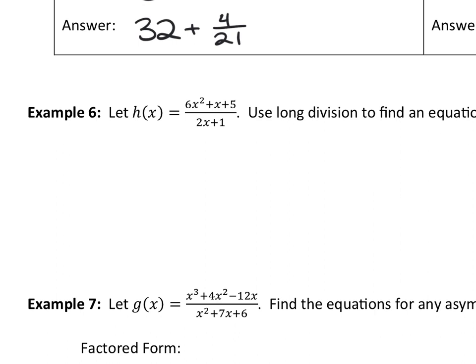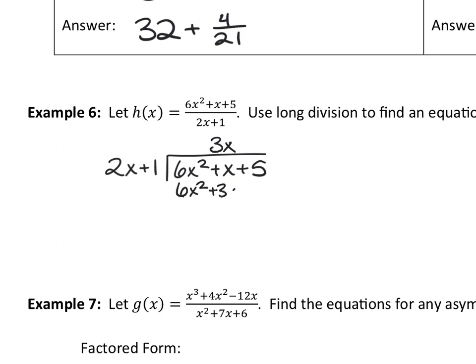So if I were doing this, we would say 2x plus 1 divided into 6x squared plus x plus 5. We ask ourselves, how many times does 2x go into 6x squared? 3x. We multiply. 3x times 2x plus 1 is 6x squared plus 3x. But we subtract everything. Ugh, subtracting is gross. We're going to just add the opposites instead.